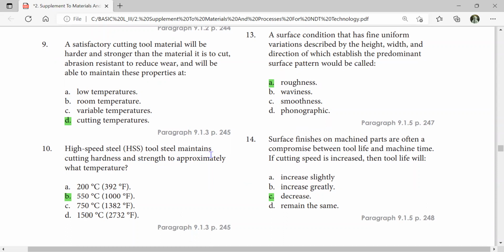High-speed steel, HSS, tools still maintain cutting hardness and strength to approximately what temperature? 550 degrees centigrade.